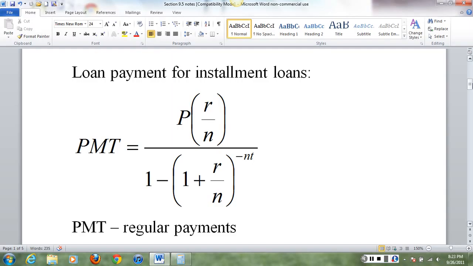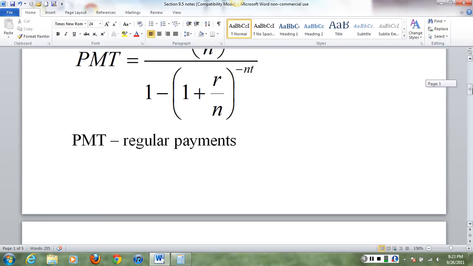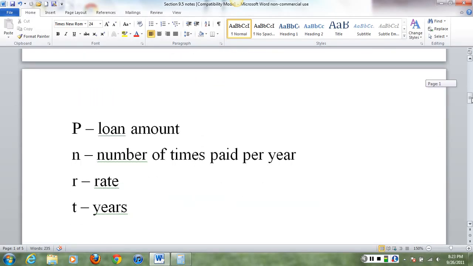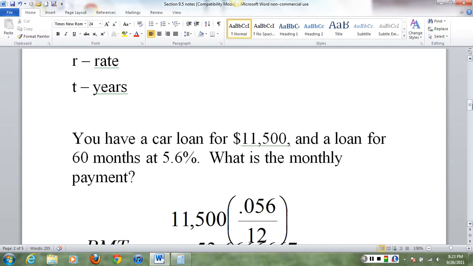And again, it's based on the same formula. If you would like, I can always show you how I arrived at the formula. It's based off the one in the book, and will always work. PMT refers to our regular payments, P is the loan amount, what we're starting with, N is the number of times that we pay this amount per year, like compounding interest, R is the rate, and T is still years. So for example, you have a car loan for $11,500 for 60 months at 5.6% interest. What is the monthly payment?